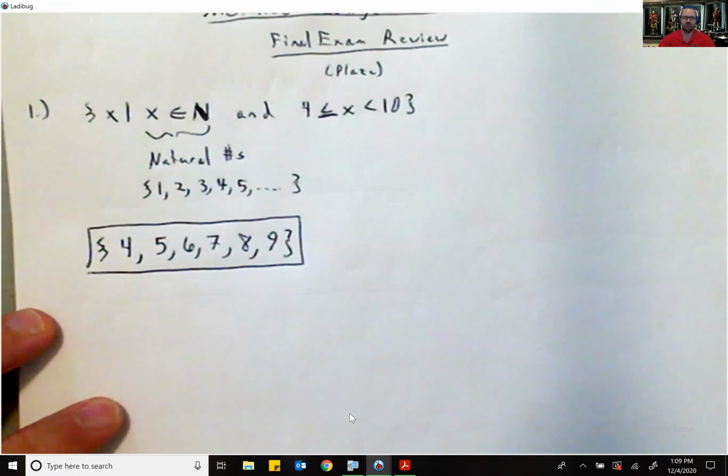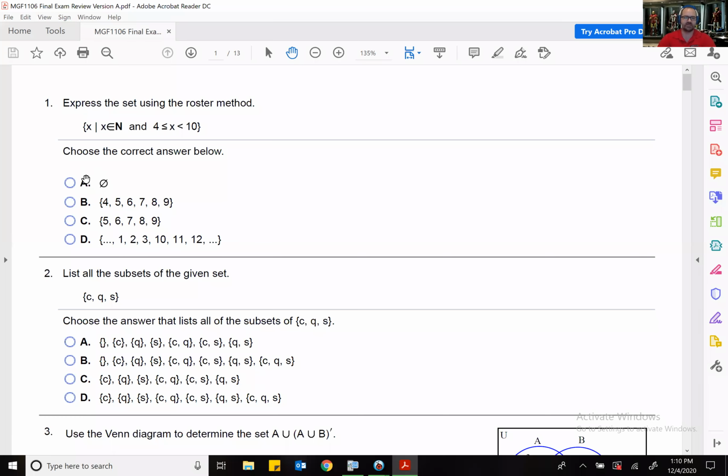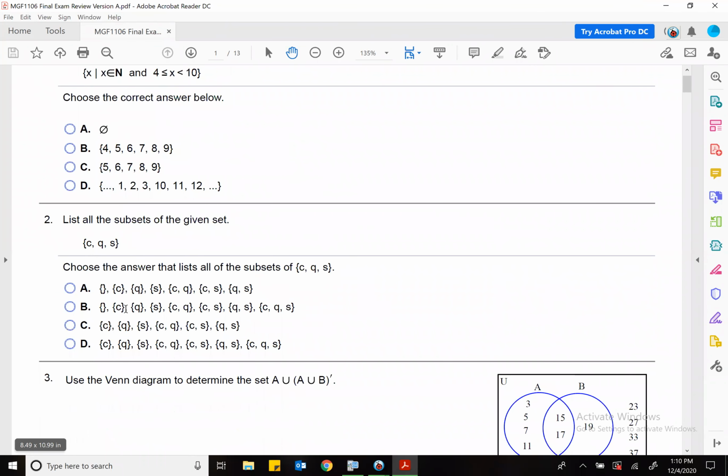And there we go. So if we come back, I believe this was multiple choice, so we would select B. And your test is not all multiple choice, but these first few are. So just kind of give you a heads up on that. So this is, just so you know, coming from chapter 2.